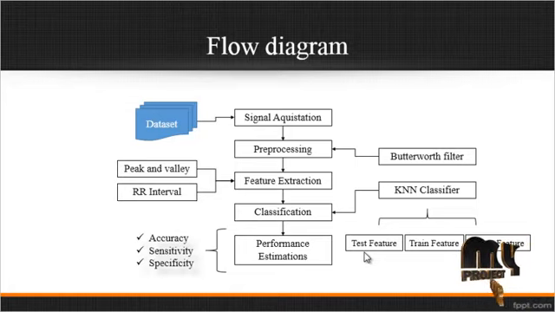For the classification, we have to give three things as input. The first one is the test feature, the second one is the train feature, and the third one is the target. Test feature is the feature from the input signal. Train feature is the feature from the overall dataset signals. Then the target is whether it is normal or abnormal. Hence we have two targets. After the feature extraction and classification, the performance is estimated by means of three parameters, namely accuracy, sensitivity and specificity. By using these three parameters, we can justify whether our process is efficient or not.